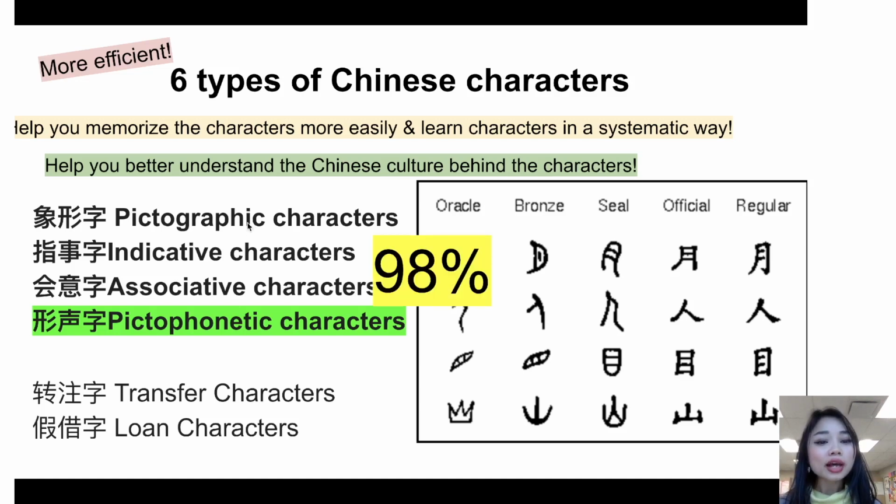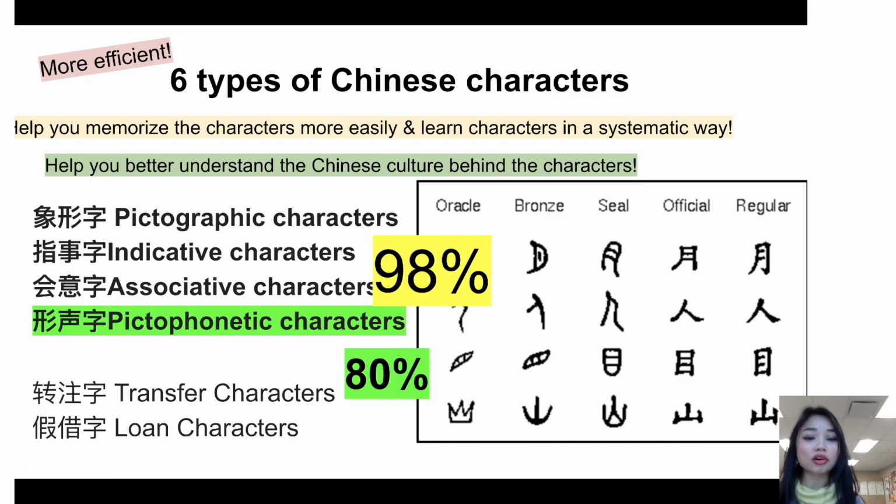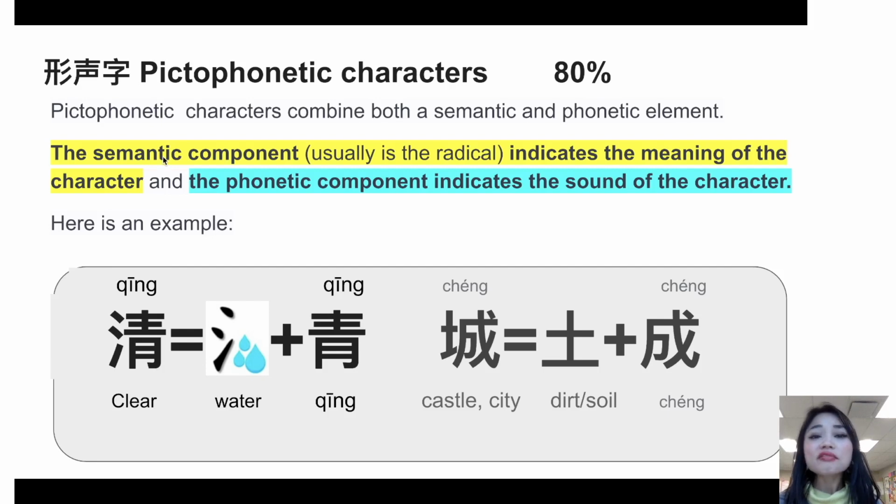The first 4 types of Chinese characters make up 98% of all characters. And 形声字, the type we're going to be talking about today, is going to cover 80% of all the characters. For a pictophonetic Chinese character, they have 2 parts. They have the semantic component, usually the radical, which will indicate the meaning of the character. For example, here, the 3 dots are the water radical. It tells you something to do with water.